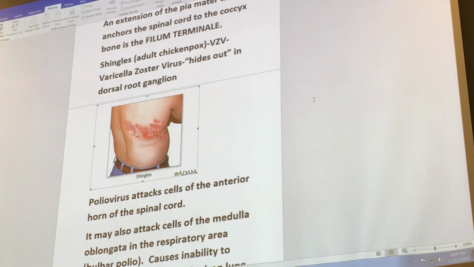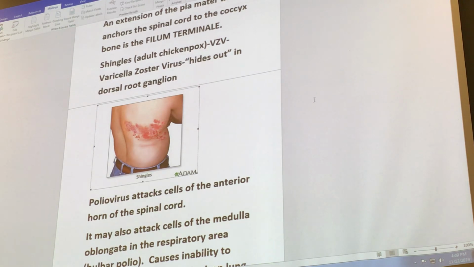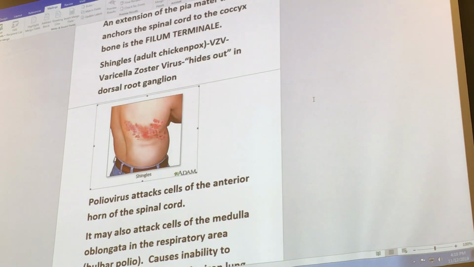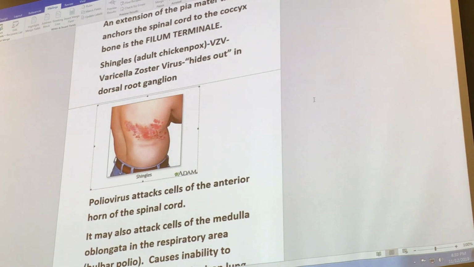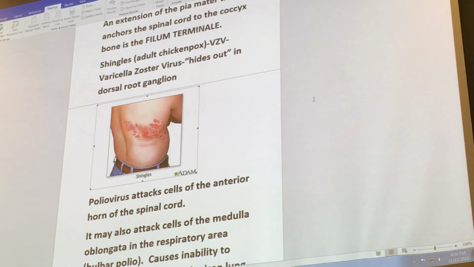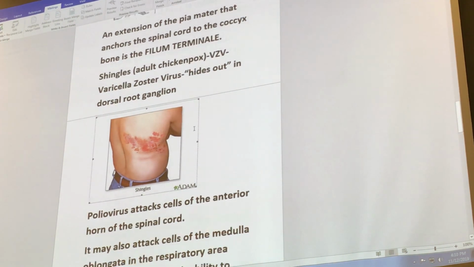This is the dermatome coming out, the dermatome associated with that one particular dorsal root ganglion. So going back here for a minute, looking at this guy, that's a typical shingles rash. Not that it can only happen here, but it's typical. I'll tell you a story in a minute.